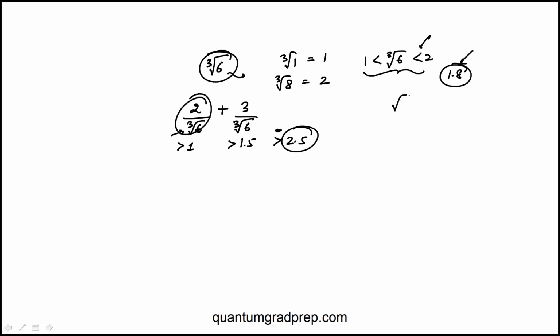If we look at quantity B, that's cube root of 6 over 2, plus cube root of 6 over 3. So that number is less than 1, and that's also less than 1. So we know that this sum will be less than 2. So with just this logic, we can argue that quantity A is greater, and the answer is A. So that's one way of going about it.